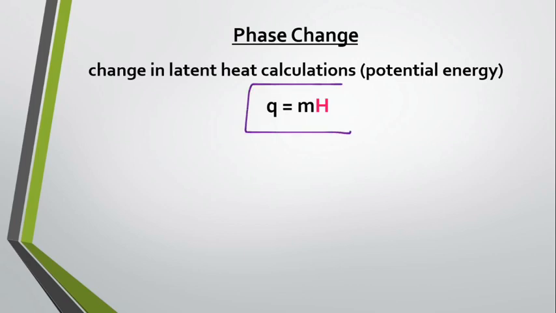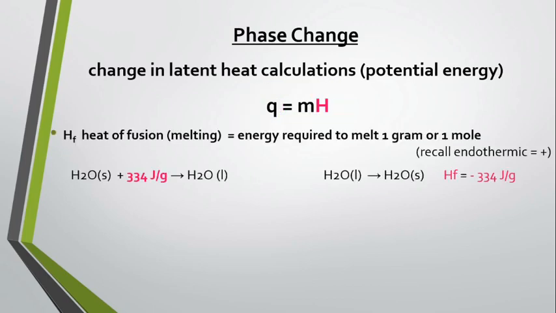In this equation, Q here is our heat or energy, M is mass, and that's going to be measured in grams. Then H is what's called the heat of fusion or the heat of vaporization. And we'll talk about both of them, but really this is just the amount of energy required to make a substance go through a phase change. So in the case of heat of fusion, this is the amount of energy required to make a substance melt. And you can see this as part of our equation over here. This 334 joules per gram is how much energy is required to make solid water, H2O, turn into a liquid.